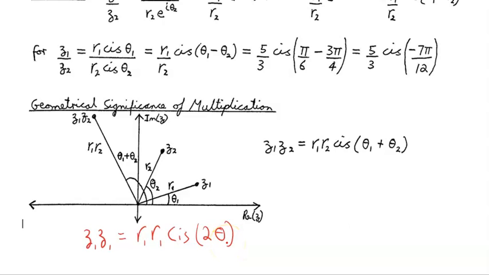If we had Z1 times itself, then all we'd be doing with Z1 is doubling the angle, and increasing R1 by a factor of R1. That would be the geometrical significance. So it would be an enlargement. All right, that's it.